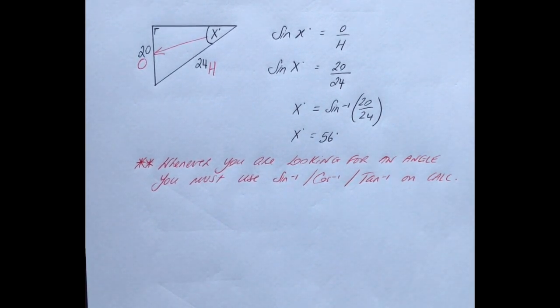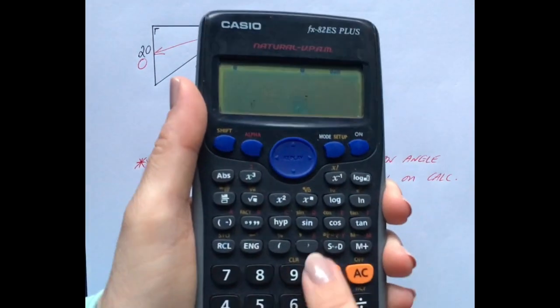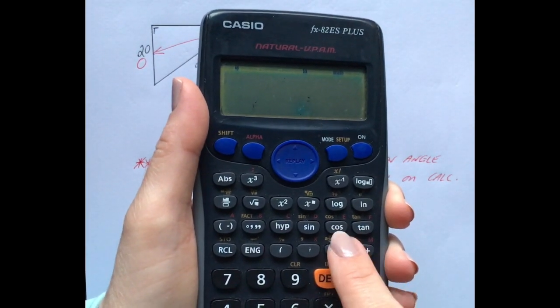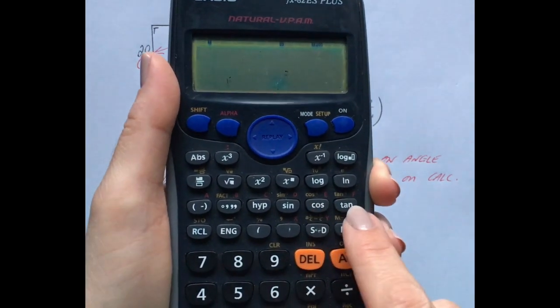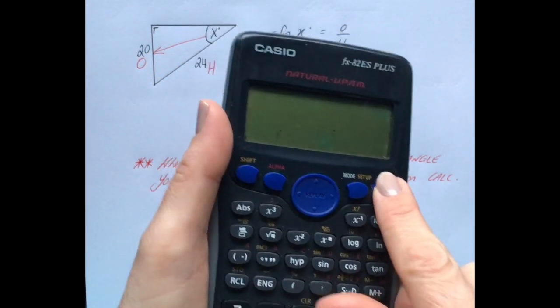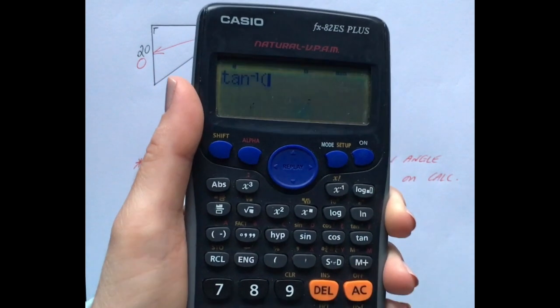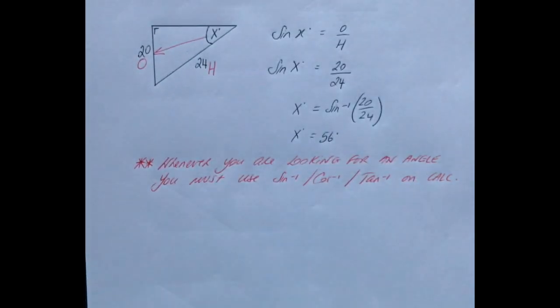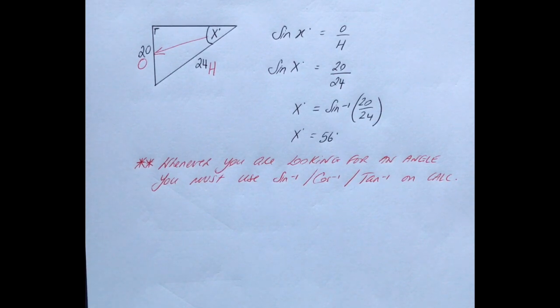And how you get the other buttons, the cos inverse and tan inverse, they are of course also above the cos and above the tan. So to access them, you'll press shift, there's cos inverse, and for the tan, shift, there's tan inverse. And you'll only use the inverse buttons whenever you are looking for the angle.